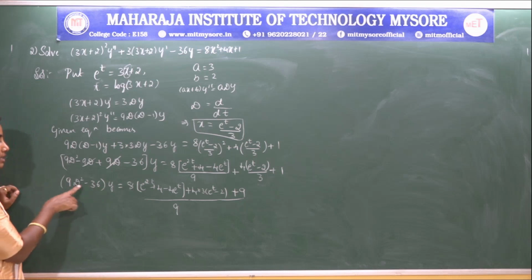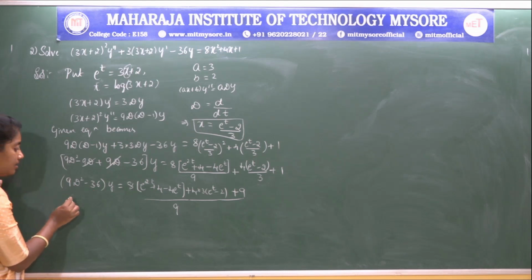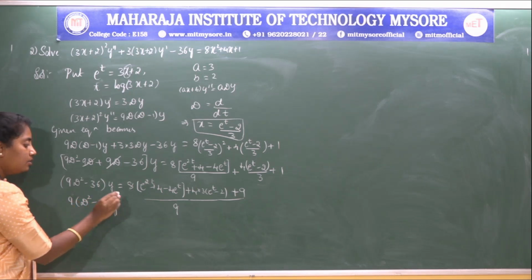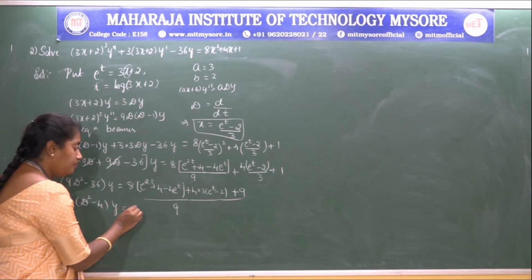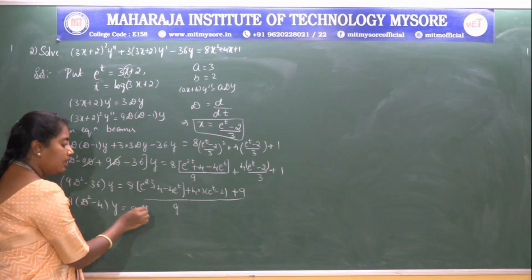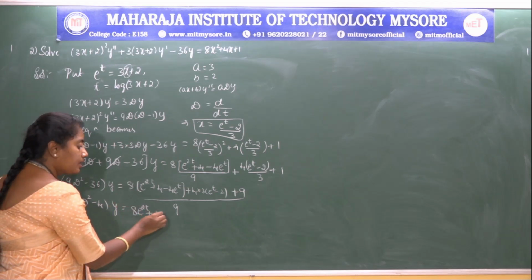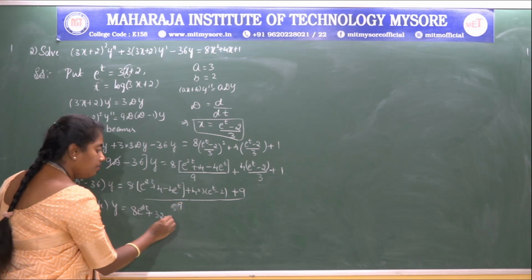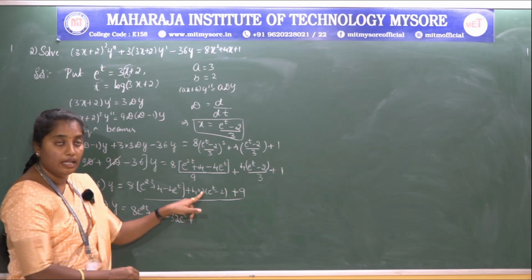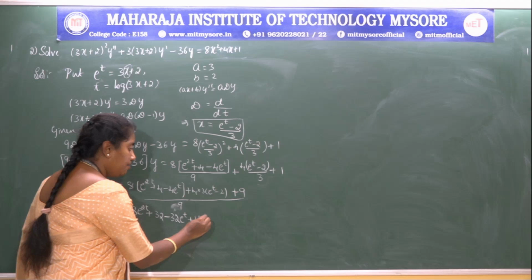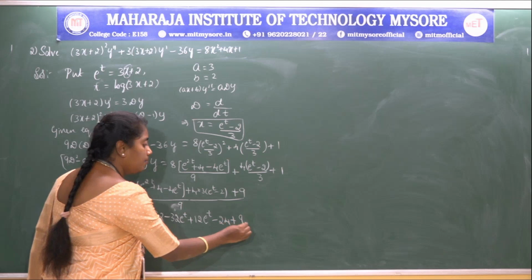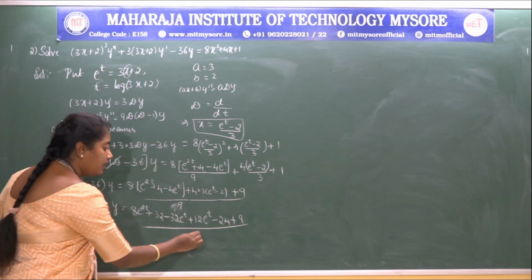Simplifying again, here in this term we have 9 as a common term. Taking 9 as a common term, remaining term is D square minus 4 of y is equal to 8 into, simplifying this, 8 into e power of 2t plus 8 into 4, 32, minus 32 into e power of t. Second term, 4 into 3, 12. 12 into e power of t minus 12 into 2, that is minus 24 plus 9 whole divided by 9 here.